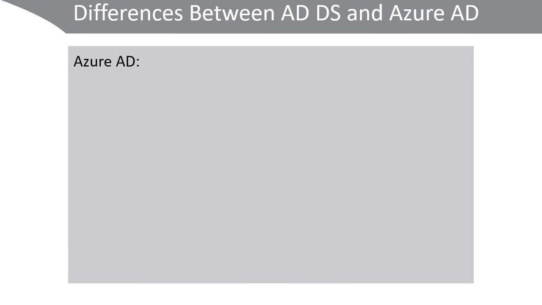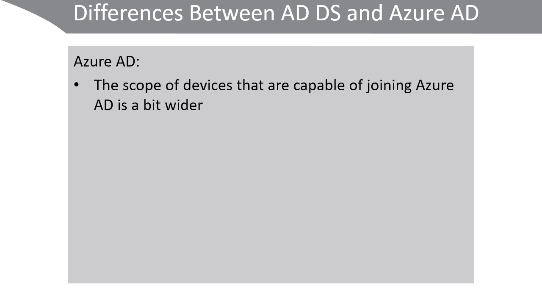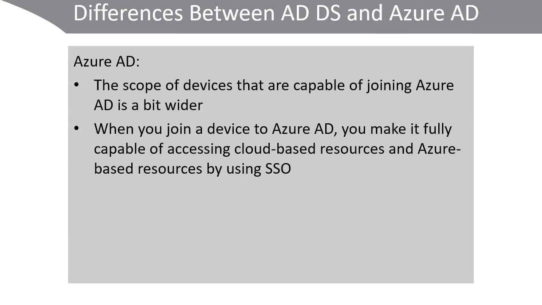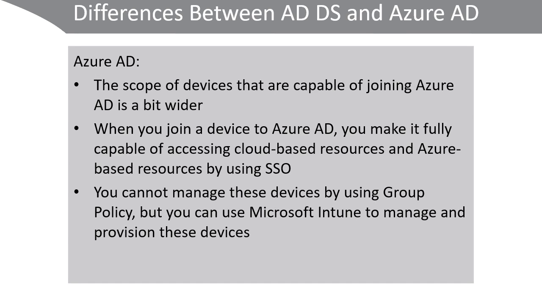With Azure AD, the scope of devices that are capable of joining Azure AD is a bit wider, so they don't have to be specific types. When you join a device to Azure AD, you make it fully capable of accessing cloud-based resources and Azure-based resources by using single sign-on. But you can't manage these devices using group policy, but you can use Microsoft Intune to manage and provision these devices.